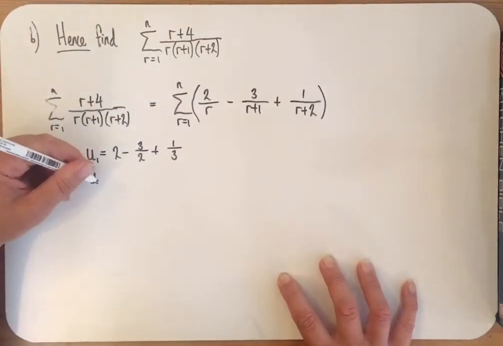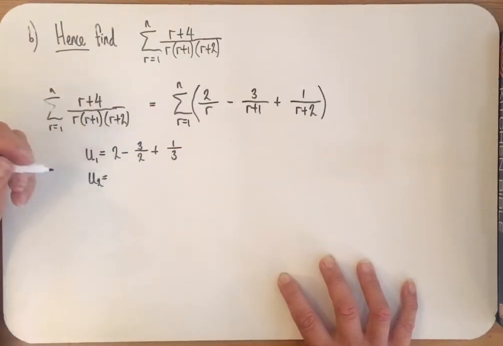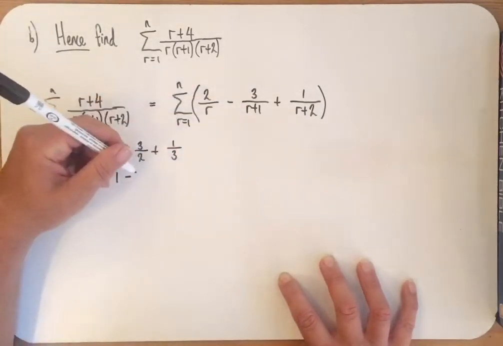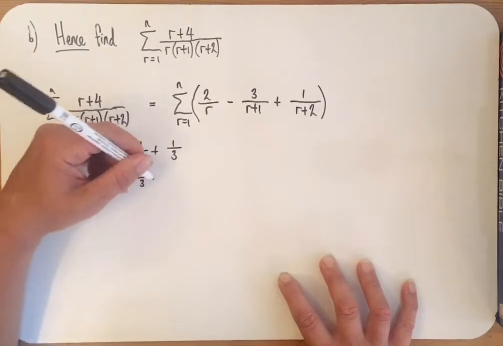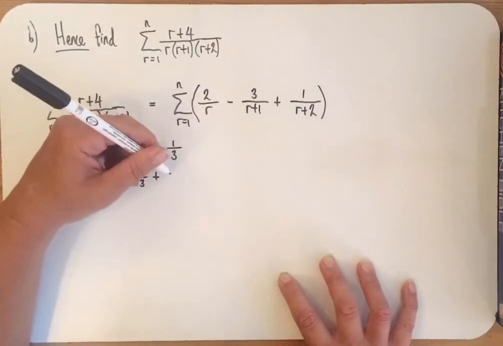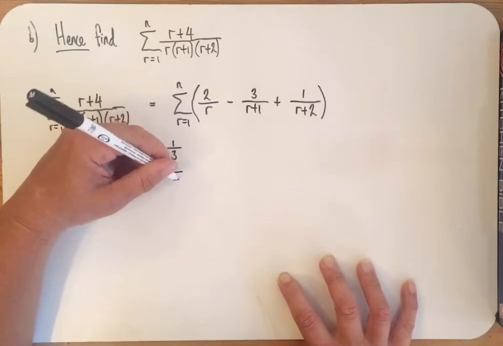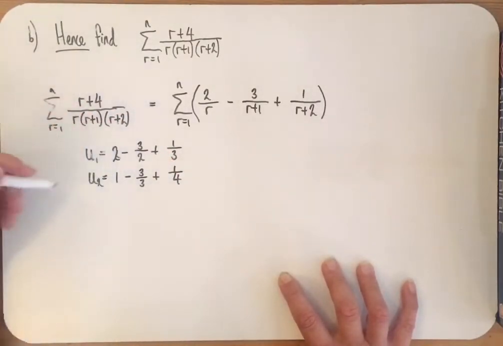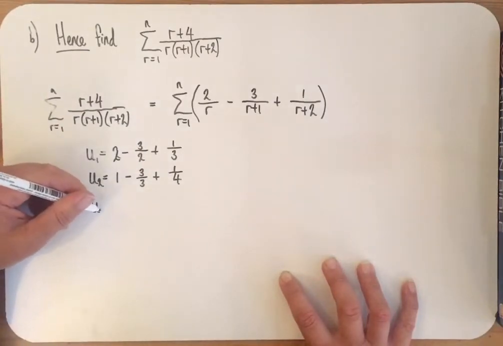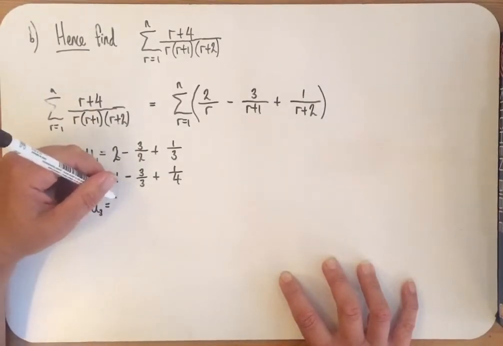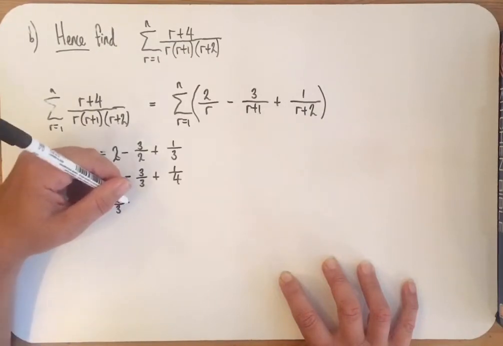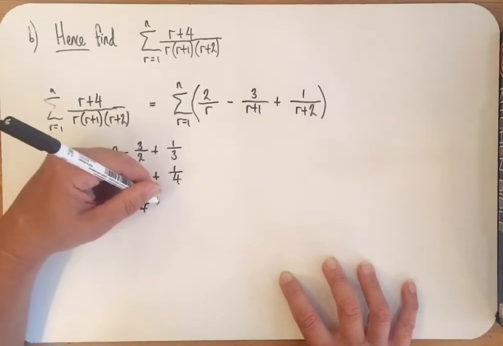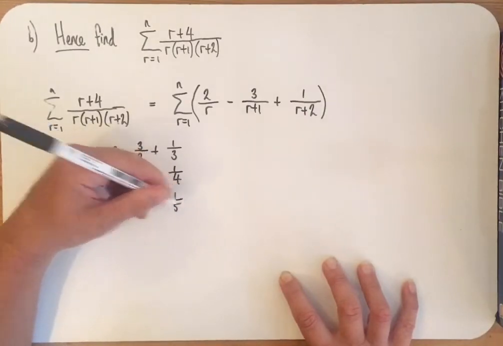Second term, substituting in r equals 2. 2 over 2 is 1 minus 3 over 3 plus 1 over 4. Nothing obvious happening yet in terms of how they're going to cancel off, so I've got to go to a third term. 2 over 3 minus 3 over 4 plus 1 over 5.